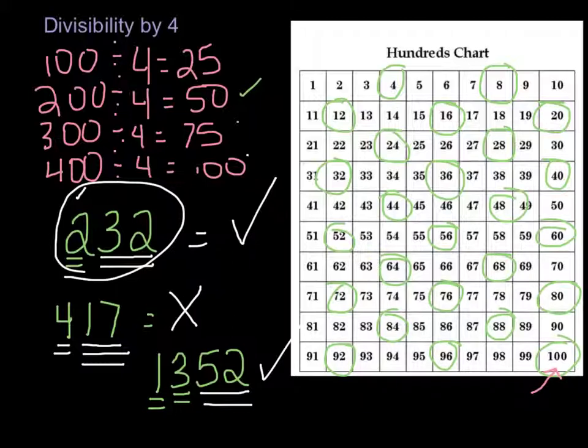So the rule for determining the divisibility is you just look at the last 2 digits of the number, and if the last 2 digits of the number are divisible by 4, then your whole number will be divisible by 4.